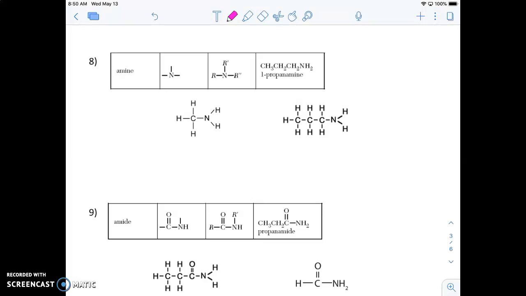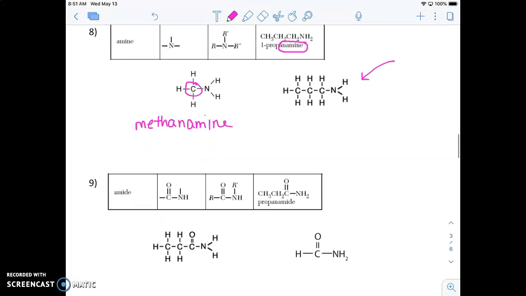Okay, amines end in anamine. Okay, the beginning, like every other one we've done so far, comes from how many C's are in the molecule. So if this molecule has 1 C, it has to start with meth, and then it has to end in anamine because it's an amine. Okay, you guys pause, try this one yourself.